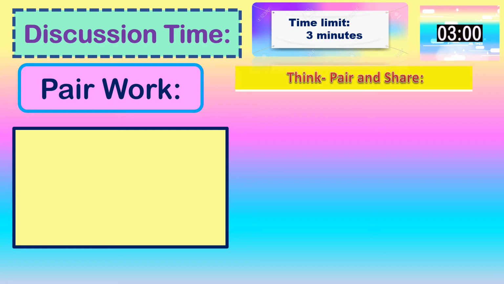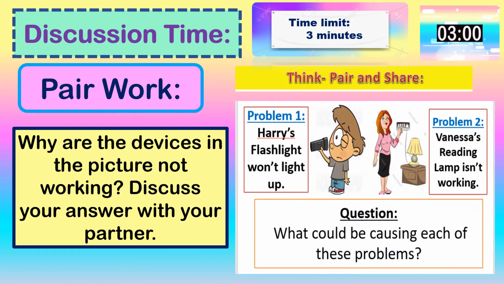Now, it's time for discussion. You will have a pair work, think, pair, and share activity. Take a look at these two problems. Problem 1, Harry's flashlight won't light up. Problem 2, Vanessa's reading lamp is not working. What could be causing each of these problems? Discuss your answer with your partner. You have only 3 minutes to do this activity.